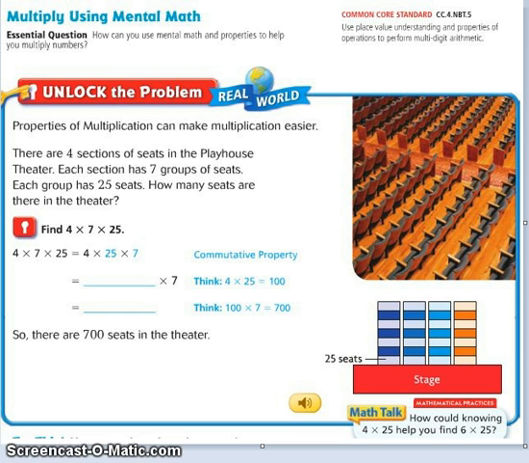So, for example, let's look at this problem. There are 4 sections of seats in the Playhouse Theater. Each section has 7 groups of seats. Each group has 25 seats. How many seats are there in the theater?